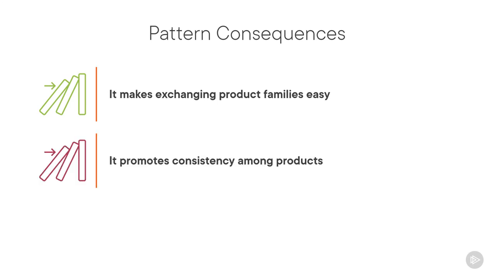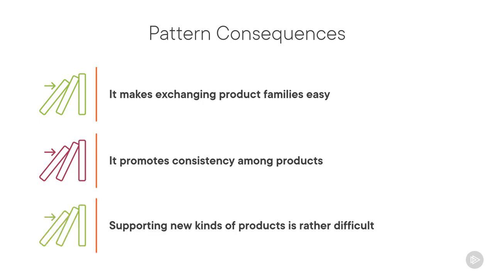It also promotes consistency among products. This is because products in the same family are created by the same factory. Seeing an application only uses one abstract factory at a time, the products that are used are related and compatible with each other. A potential disadvantage is that supporting new kinds of products is rather difficult.